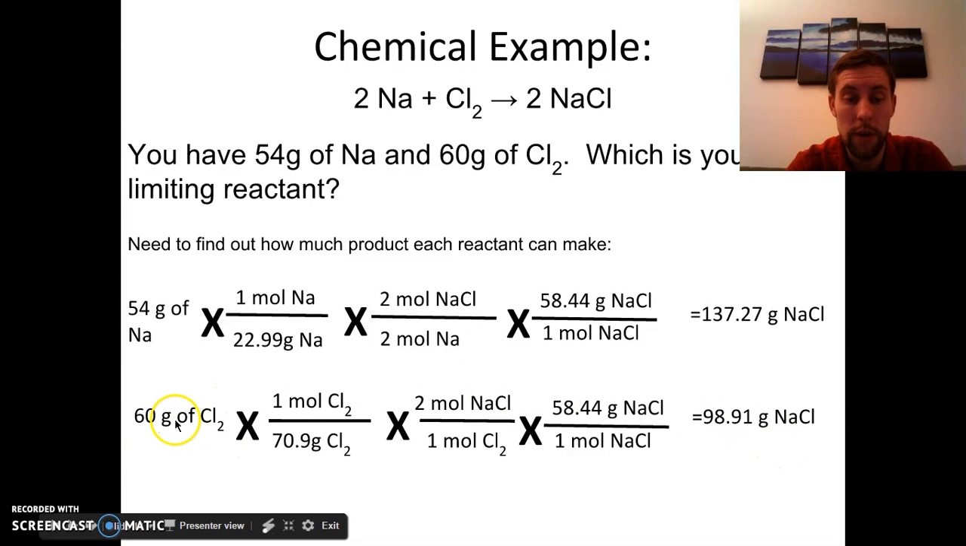So once our chlorine is used up, once we've made 98.91 grams of our product, sodium chloride, all of our chlorine is gone. Once it's gone, is it possible to make more? Is it possible to get up to 137 grams if after 98 grams all of the chlorine is gone? You can't. You have no chlorine left after 98.91 grams, so there's no way to get this much product because all of your chlorine is gone. So if this one runs out, this one's lower, runs out, that means chlorine must be your limiting reactant or limiting reagent. That's what we're looking for.